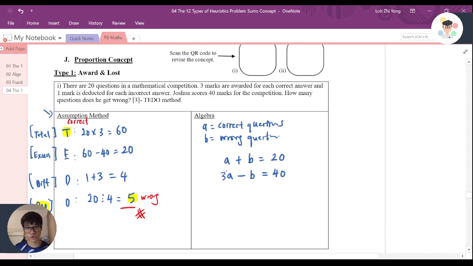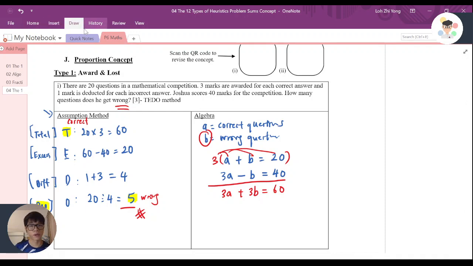To solve this, we'll make one of these the same. For example, now I want to look for the number of wrong questions, which means I'm looking for B. If I'm looking for B, then I need to remove A. So what I'll do is times 3, so that it will be 3A plus 3B equal to 60. I'm timesing 3 to all of this. And let me rewrite what I have for the bottom part: 3A minus B equal to 40.